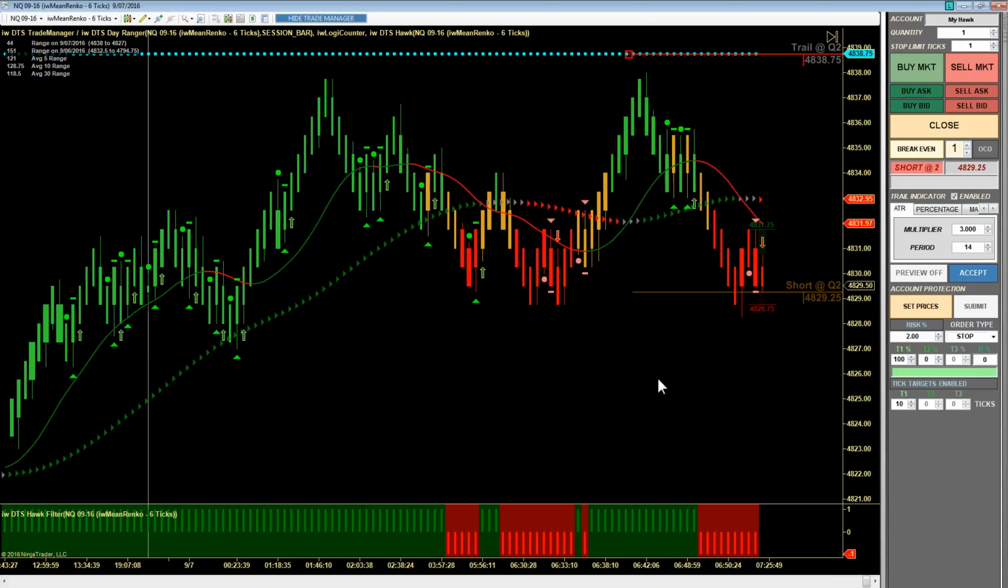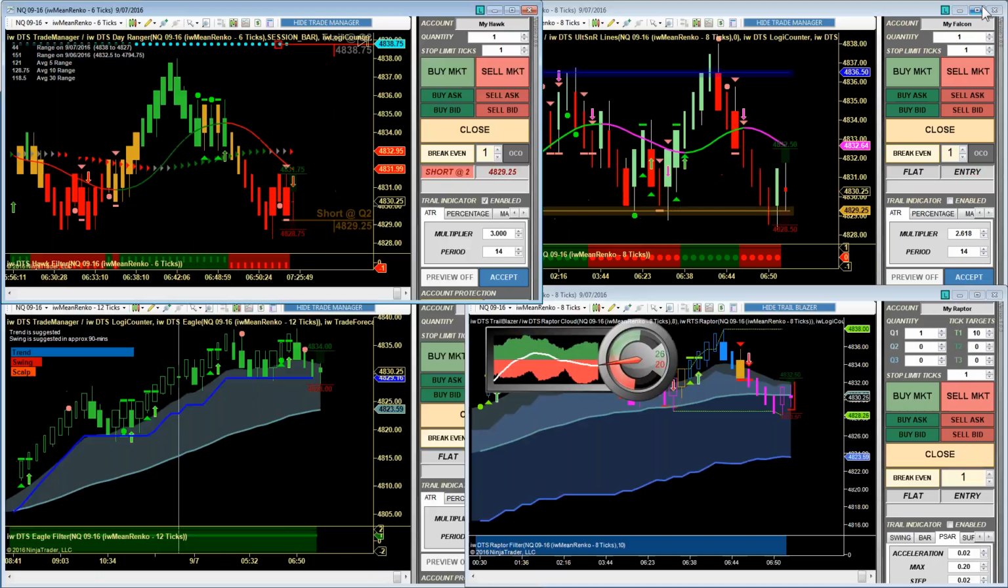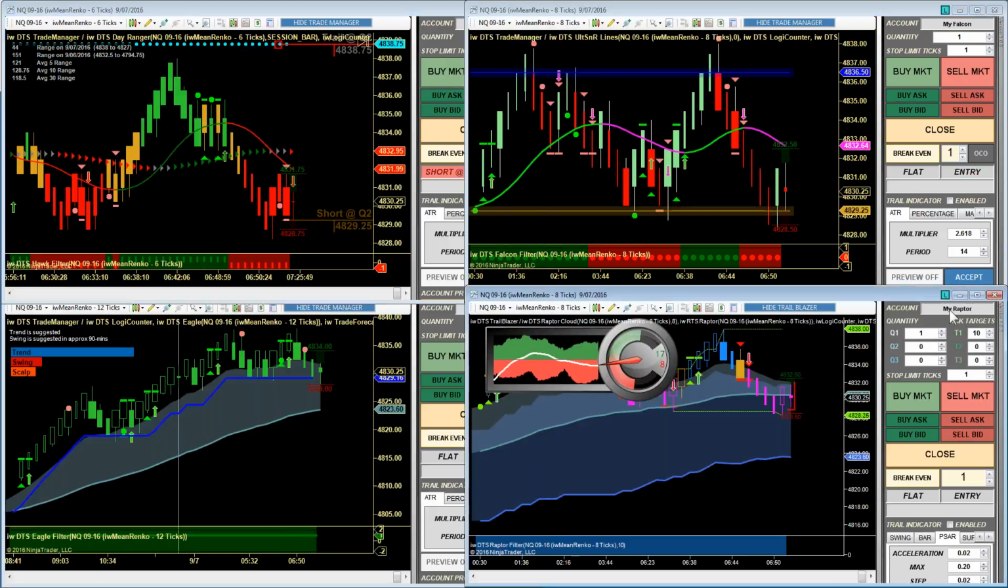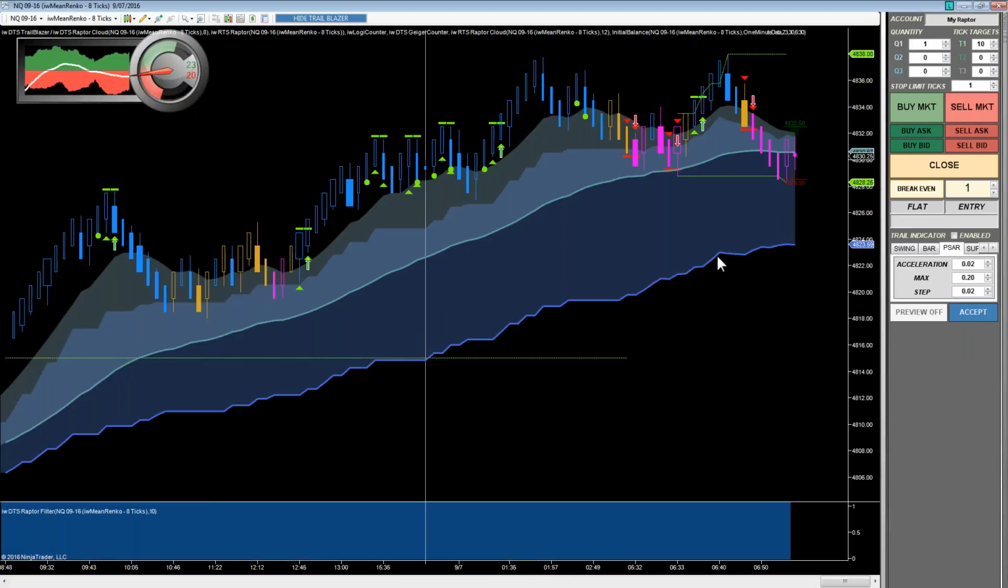Borges is asking, can the trade manager be bought independent? Yes, sir. The trade manager, and then there's the Trailblazer. Now, not to confuse you, but the primary difference between the two is the Trailblazer does not have the risk component. The Trailblazer does have all the stop strategies, but it was developed for a different reason.